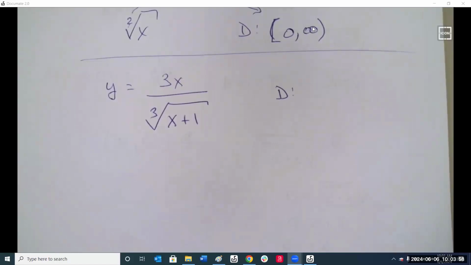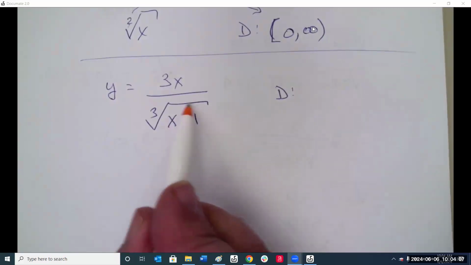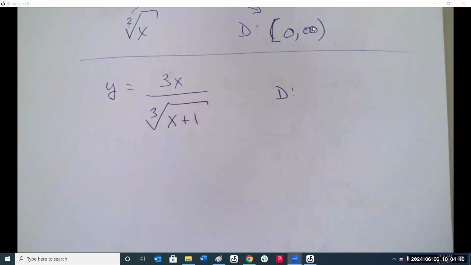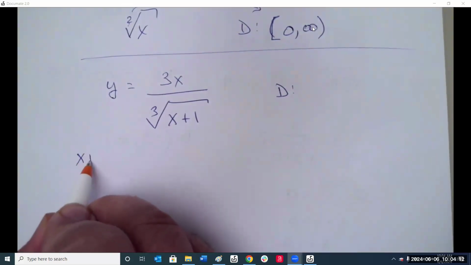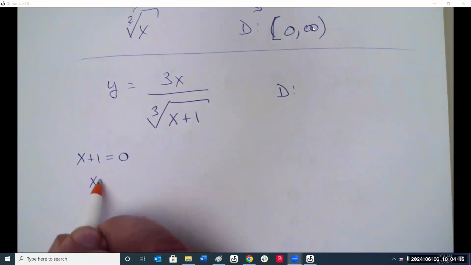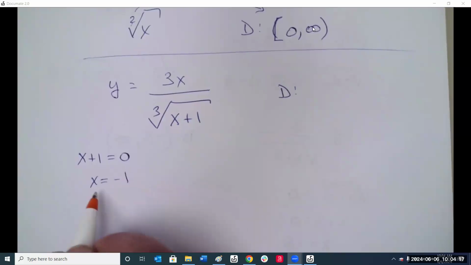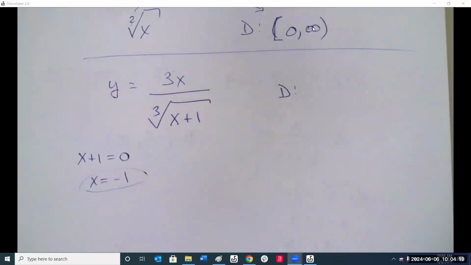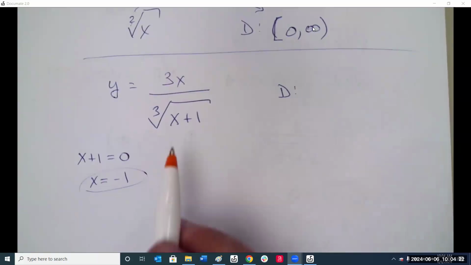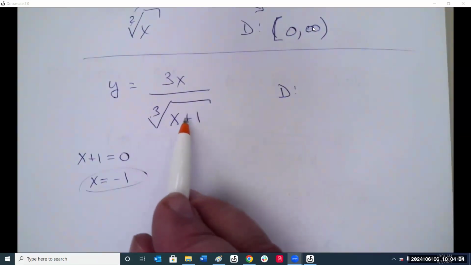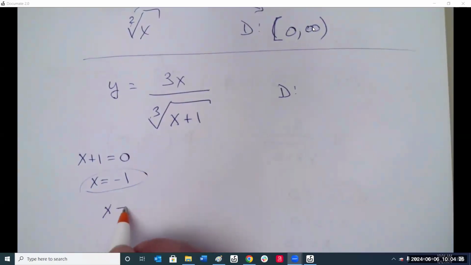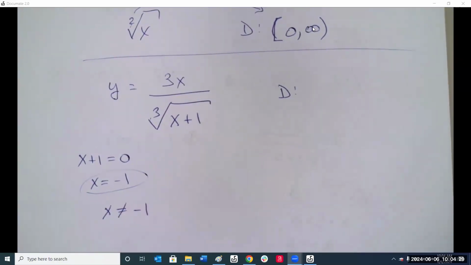First off, it's a fraction. So what's a rule about fractions? You cannot have a 0 on the bottom. So what would make the bottom equal to 0? The bottom equals 0 if x equals -1. Because if it's -1, then the cube root of 0 is 0, you have 0. So we cannot use -1. That's about the fraction.